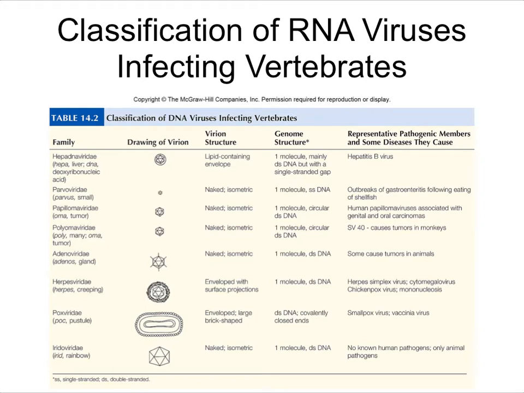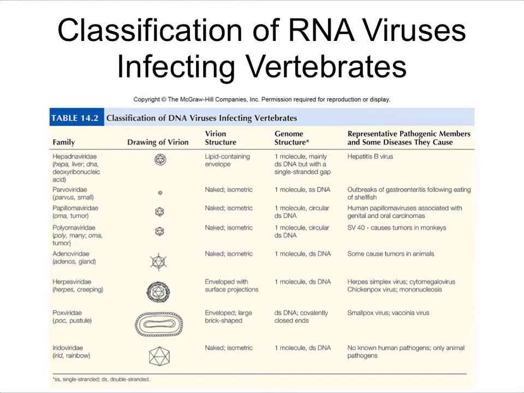By the way, don't memorize these. Don't go through this table and say, oh, I need to memorize that Hepadnaviridae is a lipid-containing envelope with an isometric capsid. No, don't do that. I just want you to generally be familiar with the fact that animal viruses come in many shapes, and some of those shapes are isometric or filamentous or bullet-shaped. Don't memorize which one is which. They can have an envelope or not have an envelope, they can have spikes or they cannot have spikes. All right? That's good.